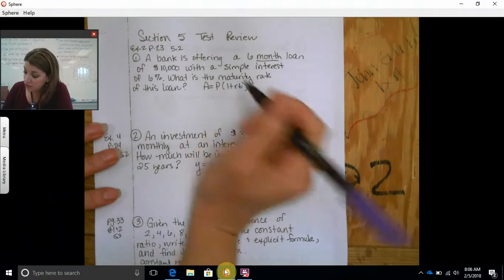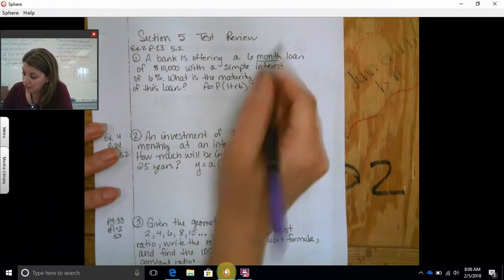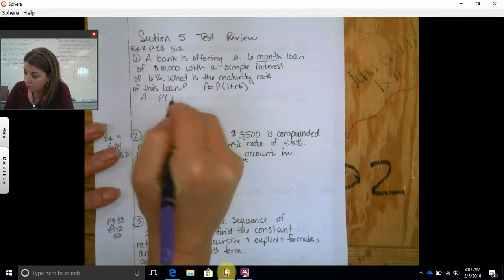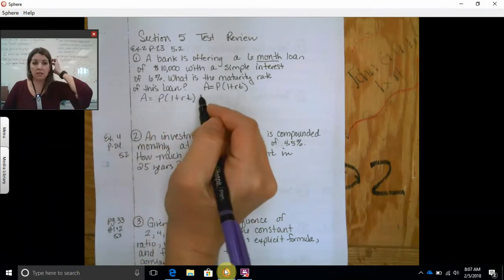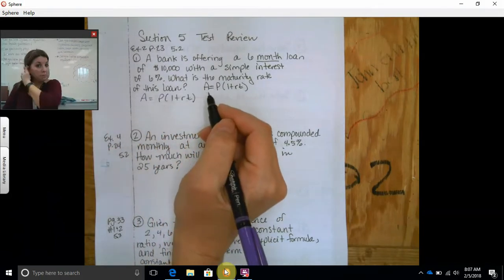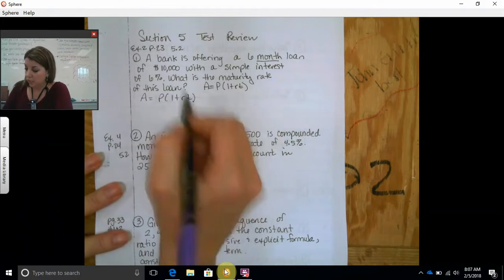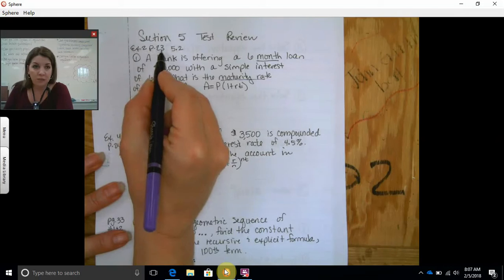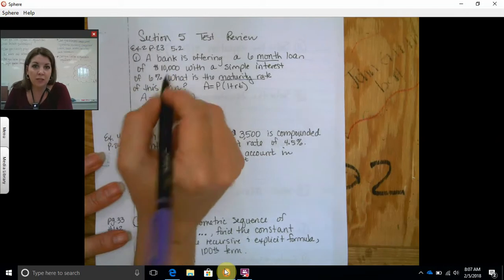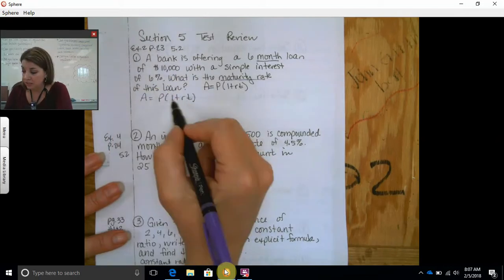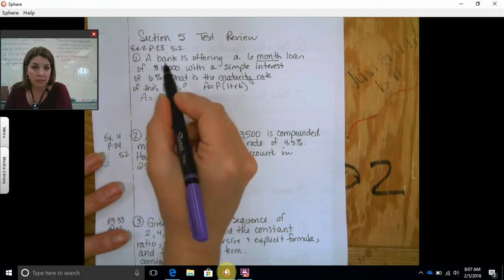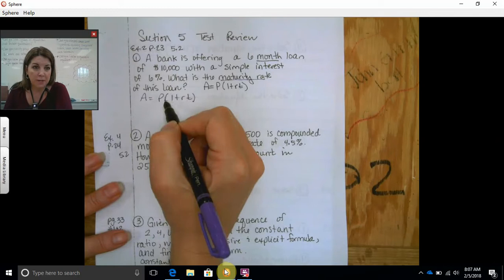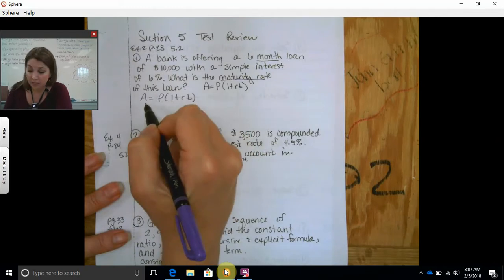Okay? So on the first one, it gave you the simple interest formula. I will give you the formula on the test, but I'm not going to tell you what the variables mean, okay? So it says, what is the maturity rate? If you look back at example 2 on page 23, we wrote in what it meant for maturity rate. That just means at the end of this loan, how much are you going to be paying back, including the amount that you borrowed plus the interest. That's all it means, okay? So basically, we're just solving for A.